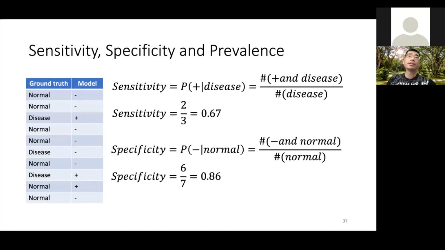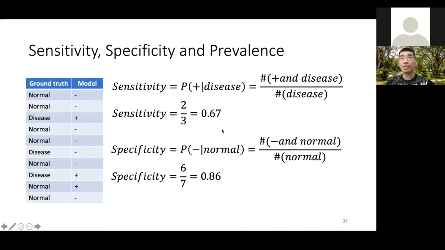So let's see this using an example. First we compute the sensitivity. Sensitivity can be computed as the fraction of disease examples that are also positive. In the denominator, we have the number of disease examples, which is 1, 2, and 3, right? And in the numerator, the number of positive and disease examples, which is 1 and 2. So we have 2 out of 3, or 0.67.